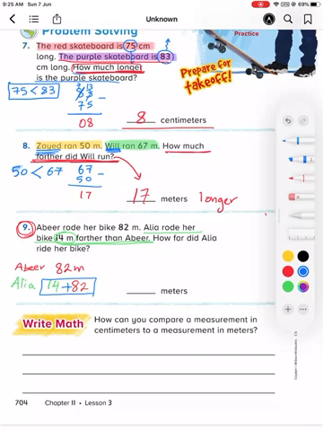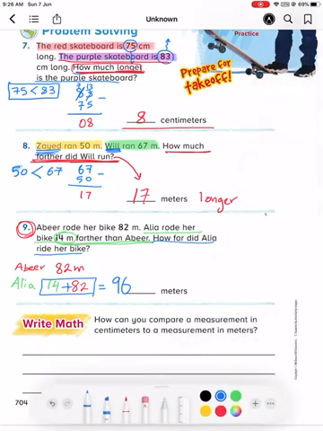14 plus 82 gives us 96. So 96 meters. 96 meters. How far did Alia rode her bike? 96 meters. To make it a bit easier, I would like to explain it in a drawing.